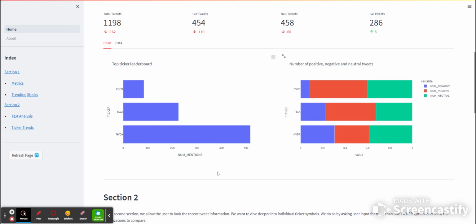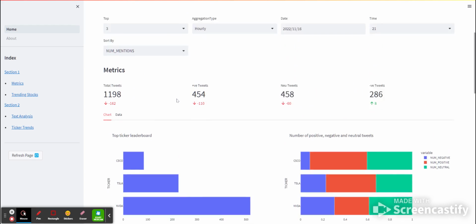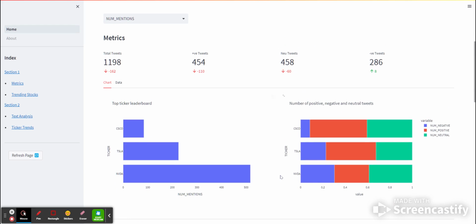This is the top ticker symbols, the top stock symbols by number of mentions on that particular day, and this is the breakdown by sentiment. For example, Tesla has a total positive sentiment of 44% and a negative sentiment of 22%.